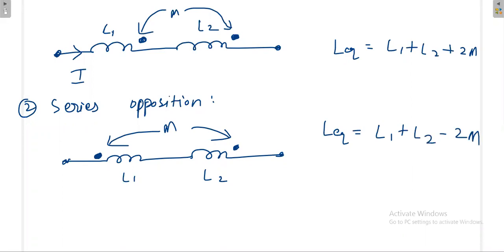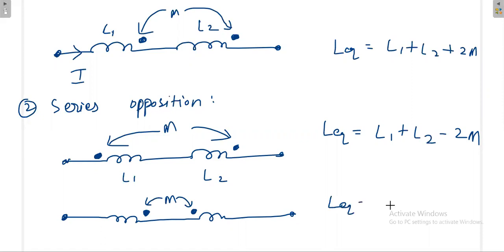Similarly, if it is given like this, the first one is at the leaving terminal, the second one is at the entering terminal, again there is the mismatch. Again here also you will get negative only, L1 plus L2 minus 2M. Okay, so this is the concept.